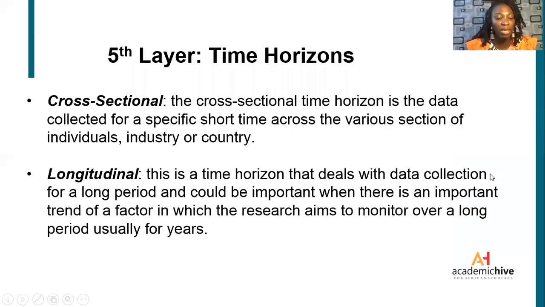The fifth layer of the research onion is the time horizon. Time horizon means how long this research is going to take you. Do you want to just collect data at a particular point in time across various sections of the population, or do you want to take data for a longer period of time? Maybe you want to observe a phenomenon across a specific period of time. So the first is cross-sectional, while the second is longitudinal.